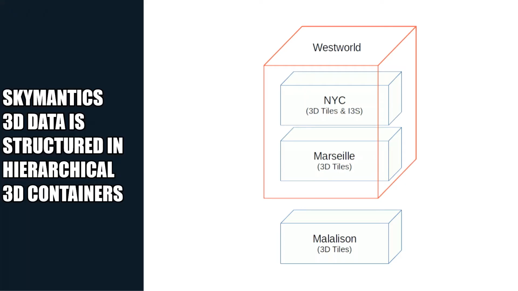The 3D data is structured into hierarchical 3D containers. At the top level, there are two 3D containers, Westworld and Malalison. The Westworld data contains two additional 3D containers, New York City and Marseille.